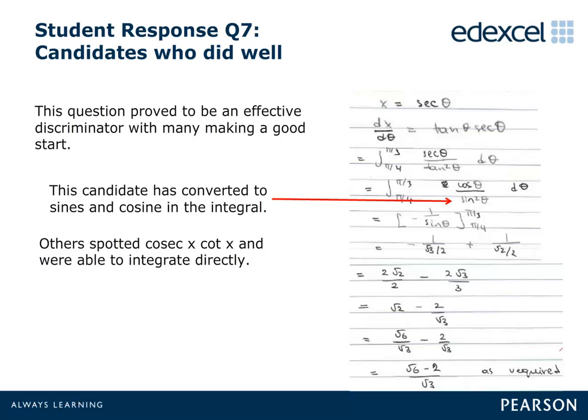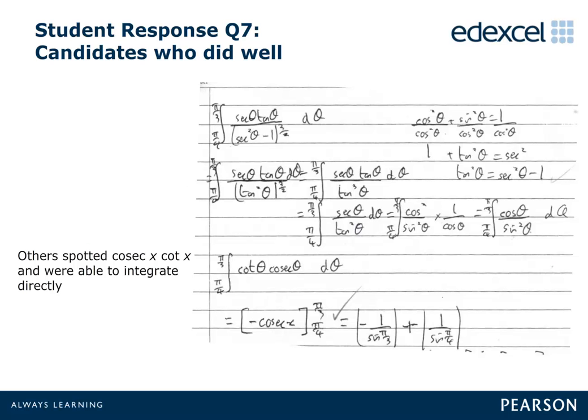Question 7 was very long, with 3 substantial parts. Many candidates made a good start with Part A. This candidate has converted to sines and cosines in the integral. Others spotted cosec x cot x and were able to integrate directly, as on this slide.